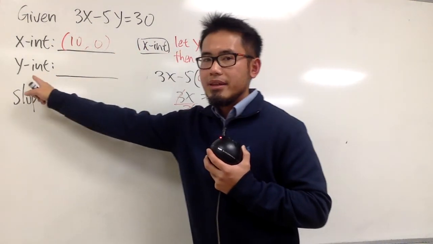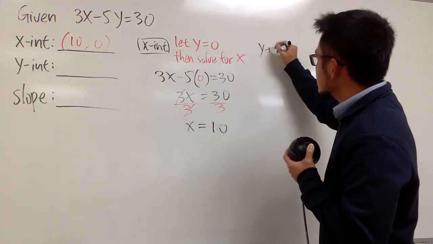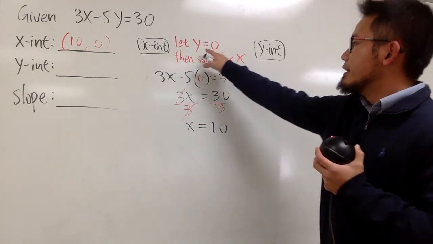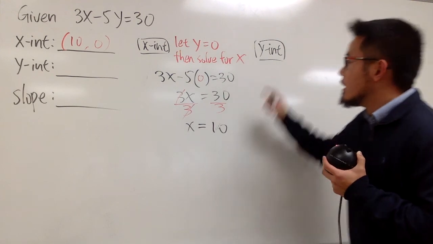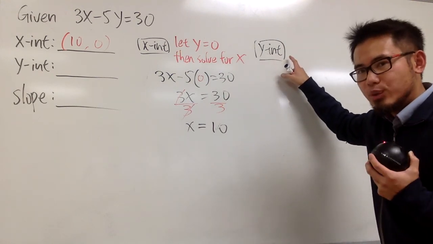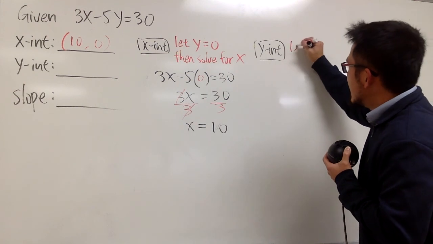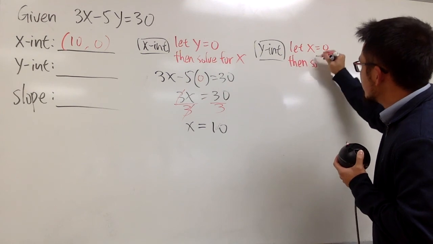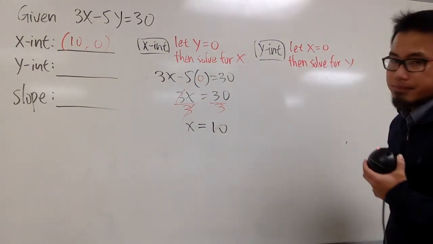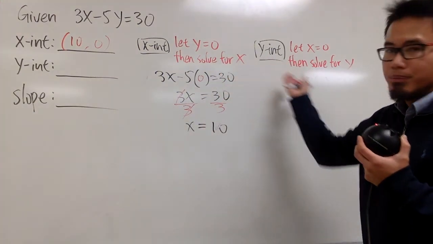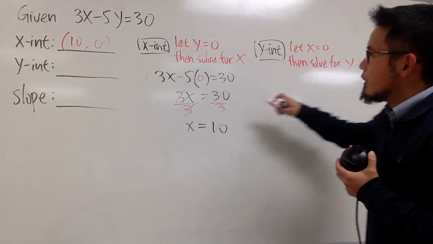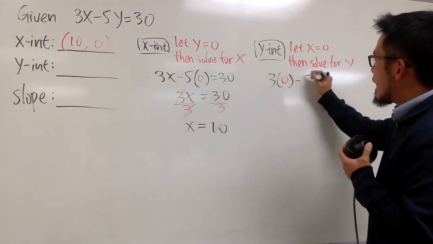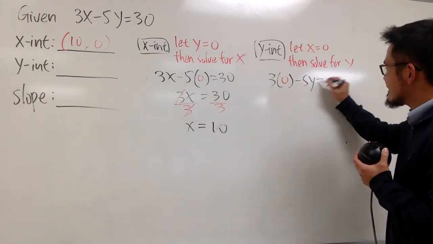Next, let's get the y-intercept. So I'll put this down right here. To do this, we pretty much just do the same thing, but opposite. Instead of letting y equal to 0, you have to remember that for the y-intercept, you have to let x equal to 0. Okay? Once again, you are going to let x equal to 0, and then solve for y. And just like that, we plug in numbers and do it. Plug in 0 for x, which is right here. We will have 3 times 0, and then minus 5y, and that's equal to 30, okay?